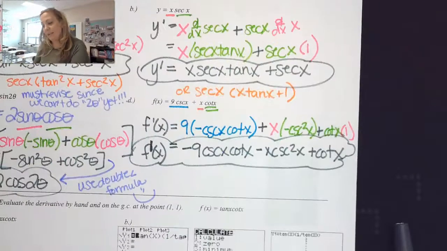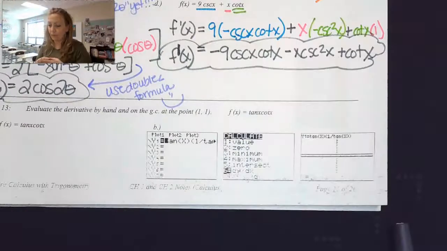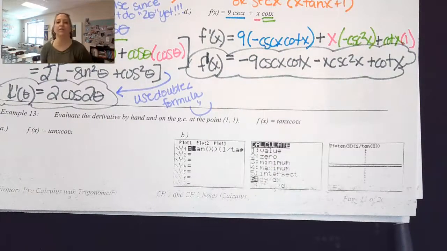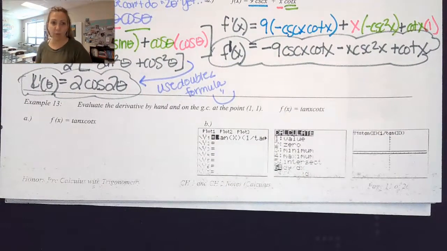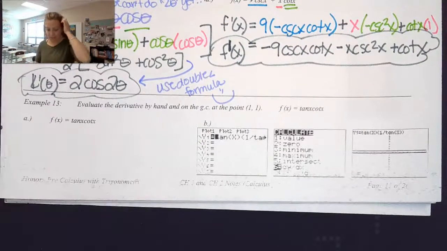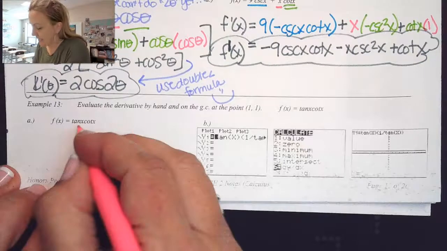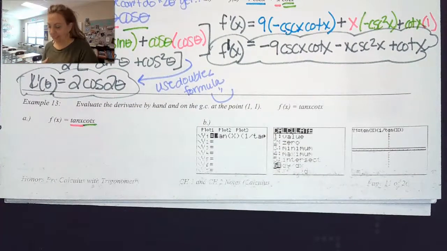All right, so that is using our new trig function derivatives with our product rule. In example 13, this wants us to calculate the derivative by hand, and then I'm going to show you how you can use your graphing calculator to help you out as well. And we're going to do that at the point 1, 1. So our function is defined as tangent x cotangent x. And so let's practice our derivatives by using the product rule here and see what we get. All right.